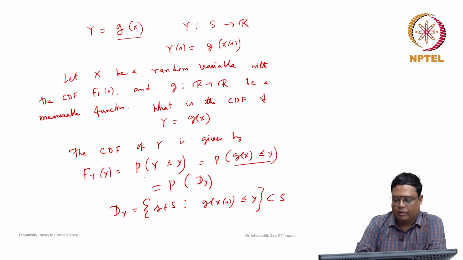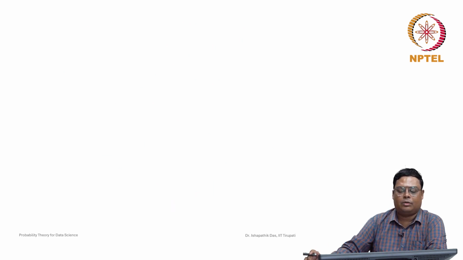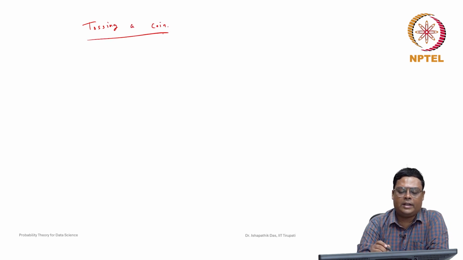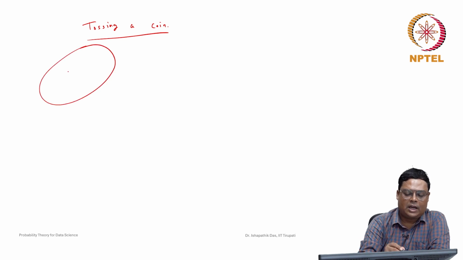Now, since we do not know explicitly what the distribution will be, we can find this probability, but how can we find it in particular cases? Let us discuss some examples. One example: suppose we are tossing a coin. We consider the sample space S to be either head or tail.